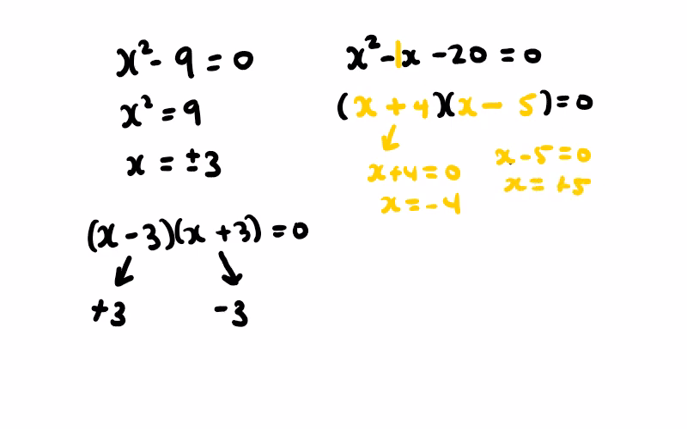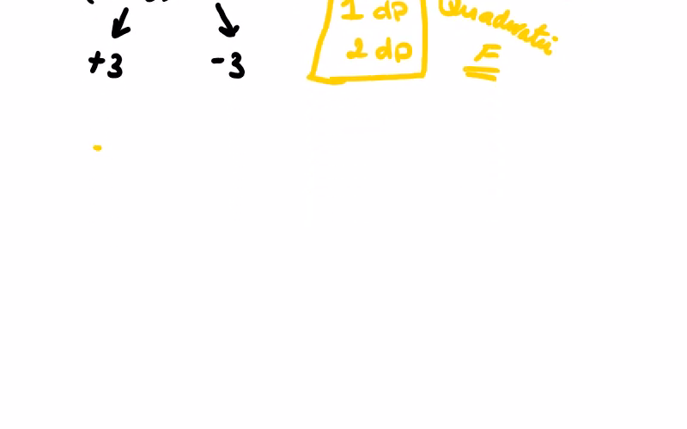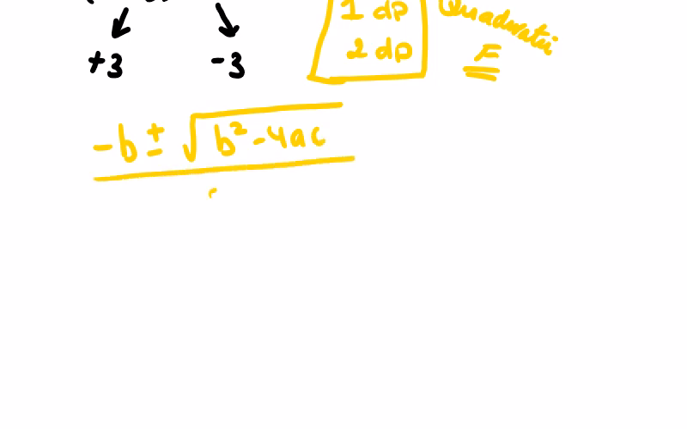So you're going to get two that you can factorize, and then two that will say to one decimal place or two decimal places, which tells you, without telling you, that you have to use the quadratic formula, or the minus b formula. You all know it off by heart, I think, at this point: minus b plus or minus the square root of b squared minus 4ac, all divided by 2a.